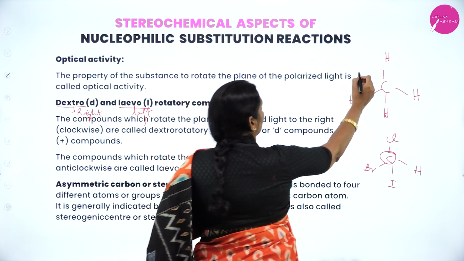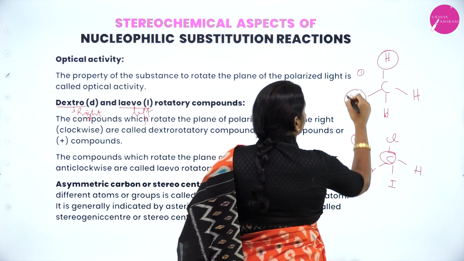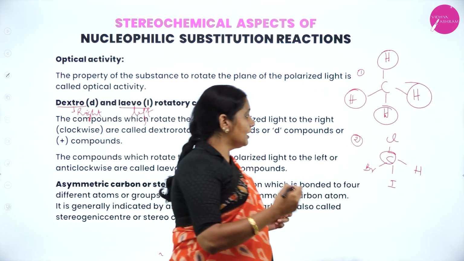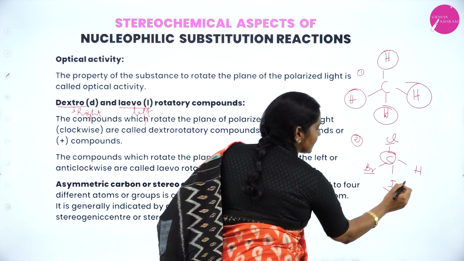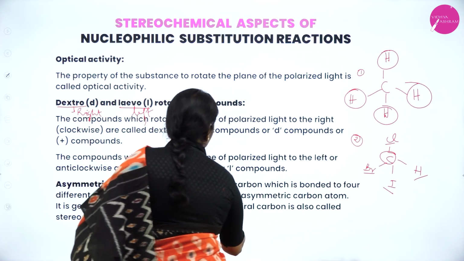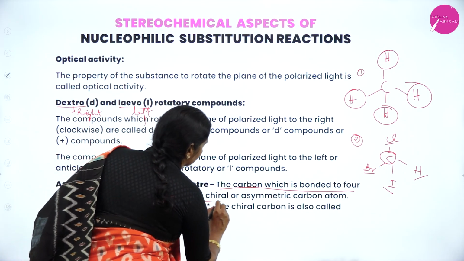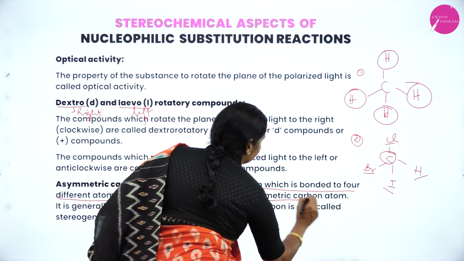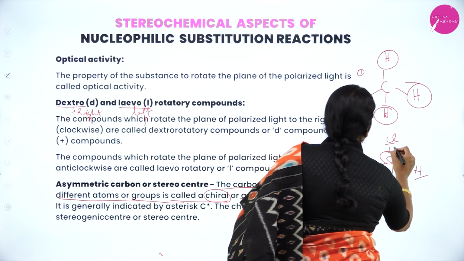Observe example 1 and example 2. In example 1, all the 4 atoms are the same. They are hydrogen atoms. Here, the 4 atoms are different. One is chlorine, another one is bromine, another one is iodine, another one is hydrogen. If the carbon is bonded to 4 different atoms or 4 different groups of atoms, it is called chiral carbon or asymmetric carbon. It is denoted by an asterisk.